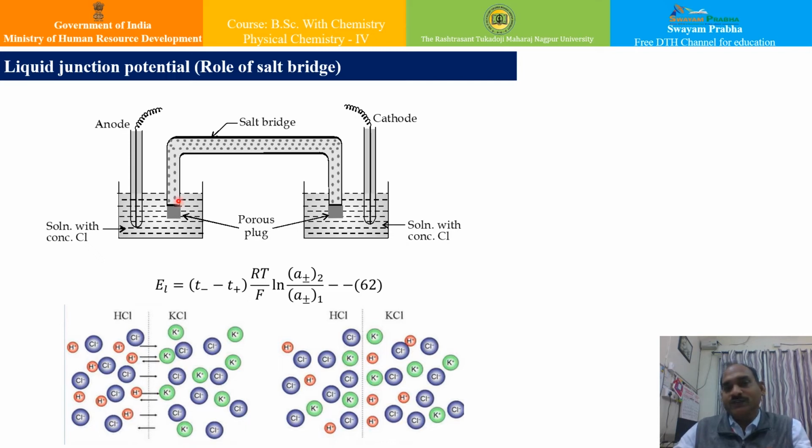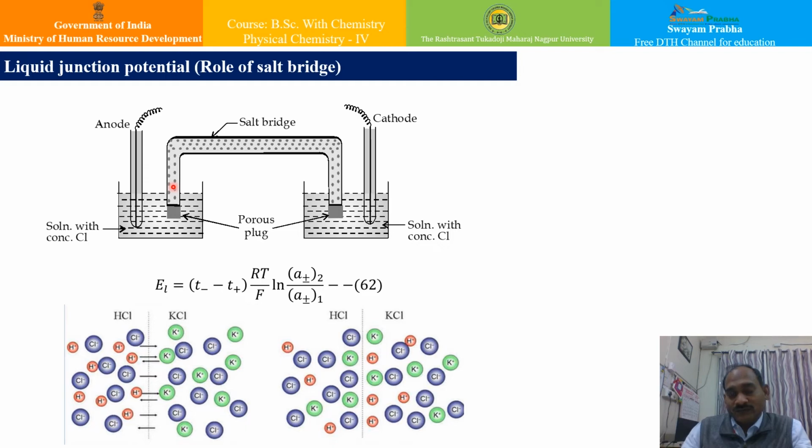So you can fill it in a U-tube like this, and then you can keep it under running tap water, and as the temperature goes down, it solidifies and you get the salt bridge of, say, KCl or ammonium nitrate or potassium nitrate, whatever you want. So this is particularly the use of agar-agar for the formation of the gel we use.